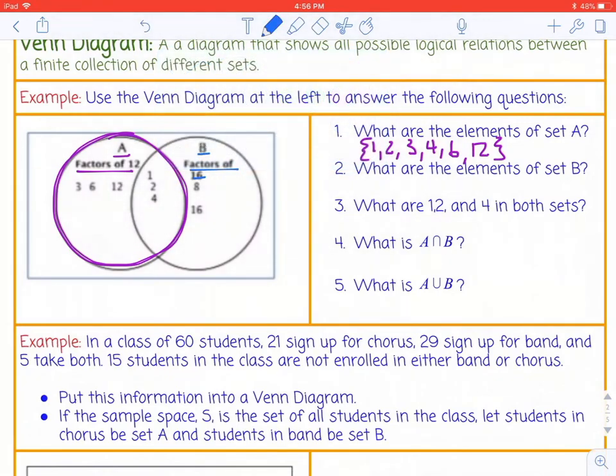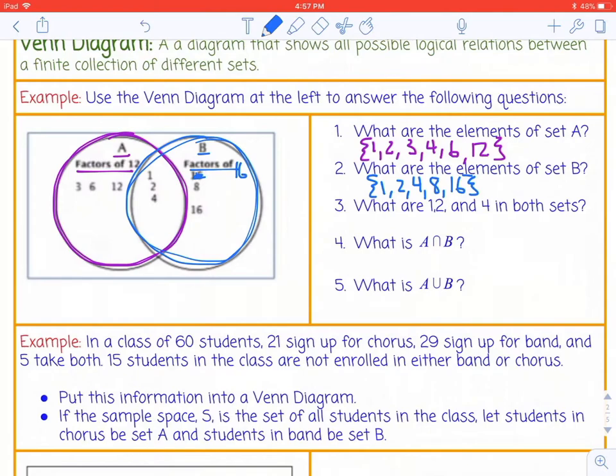Then it says, what are the elements of set B? Set B are all the factors of 16. So we would say 1, 2, 4, 8, and 16. This little 16 is just meant to be saying factors of 16, so 16 is not listed twice right there.